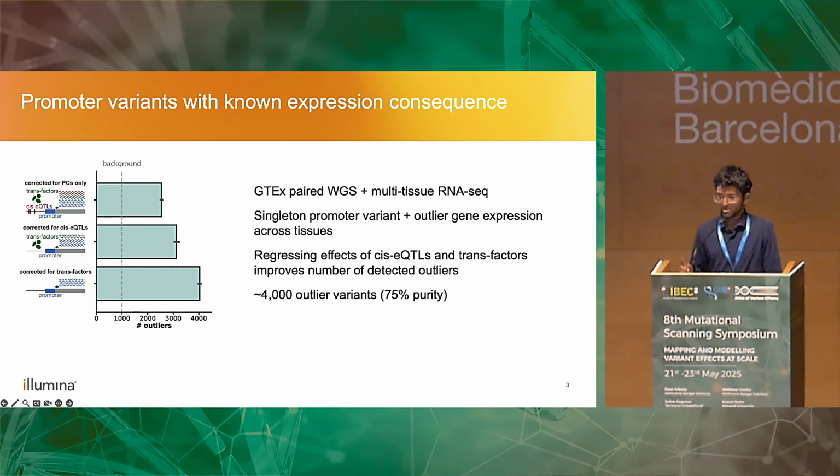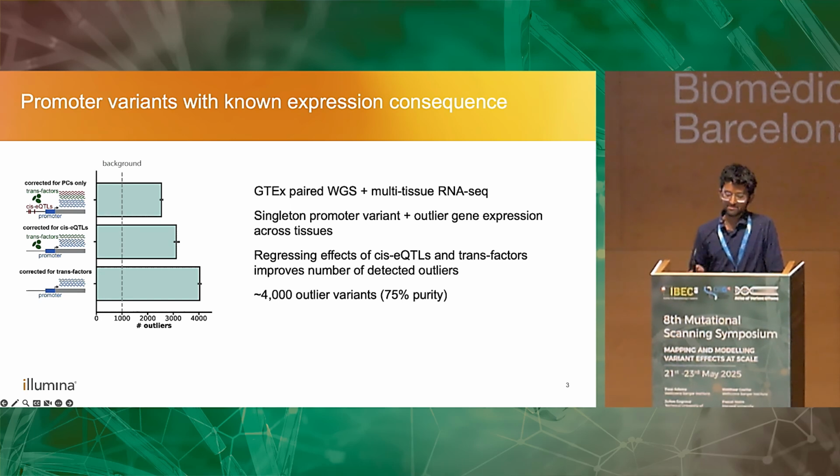As you can see, if you just correct for genetic principal components and expression principal components, you get about 2,500 outliers for every 1,000 background outliers. But then you apply the cis-eQTL correction, which is basically regressing out any contribution due to cis-eQTLs. We were interested in looking at rare promoter variants. These cis-eQTLs are very interesting in their own right, but not quite interesting for this task, so we want to regress out those effects.